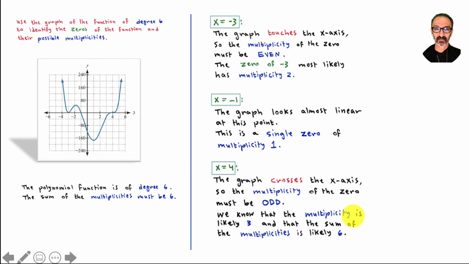We know that the multiplicity is likely 3 because it flattens. It's not 1. 1 is going to cross like this, just crossing. And because that 3 and 1 and 2 will add up to 6, and the sum of the multiplicities is likely 6, we pick 3 on this one instead of 1, or even 5. Okay? That should do it for this problem. Let's see another one.